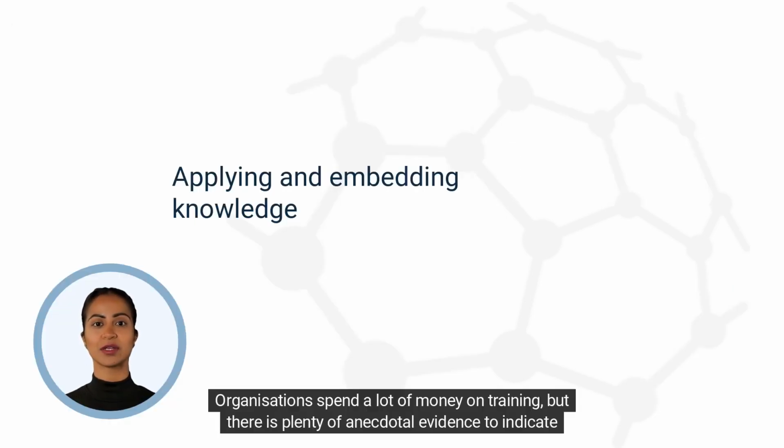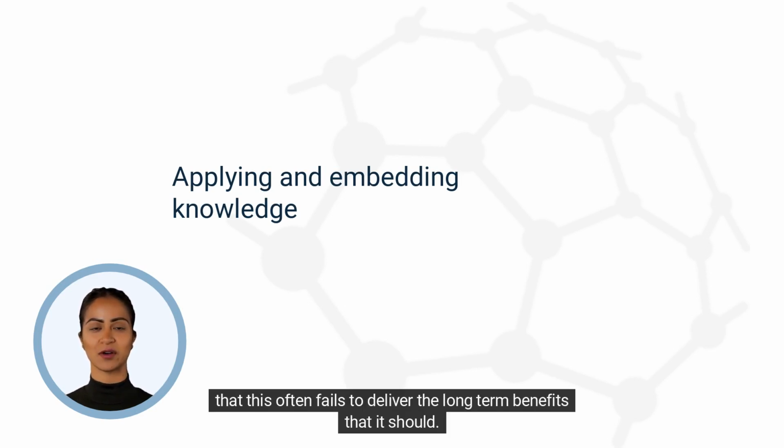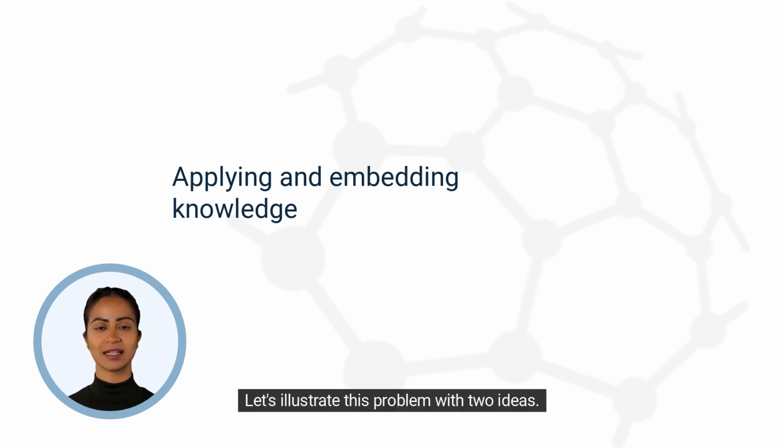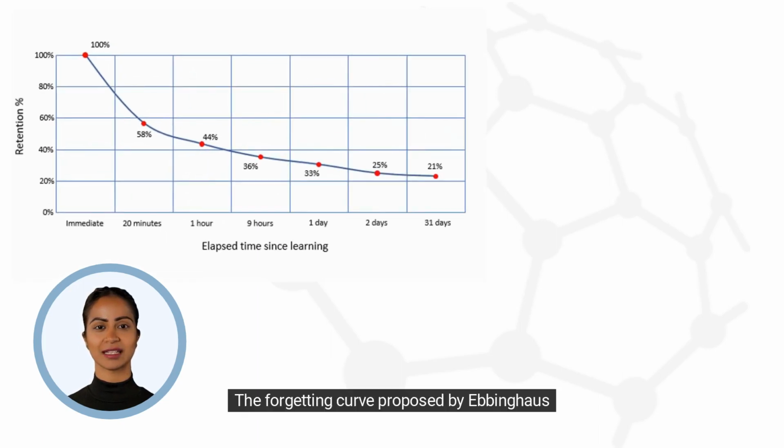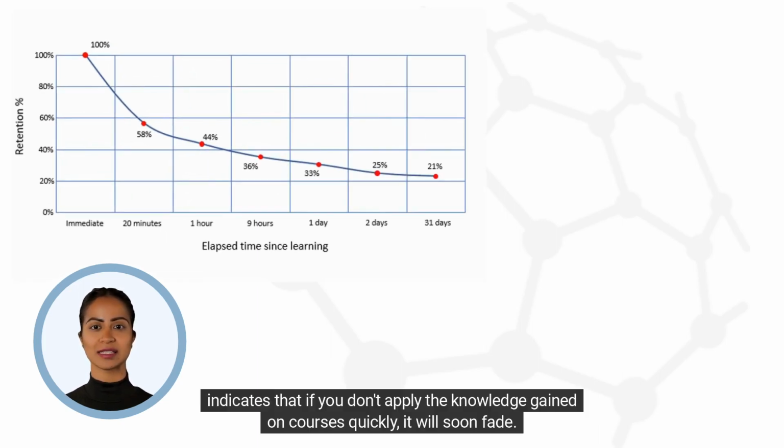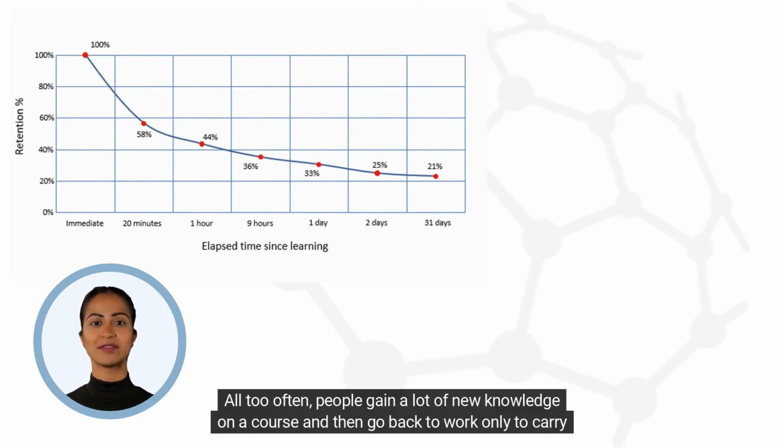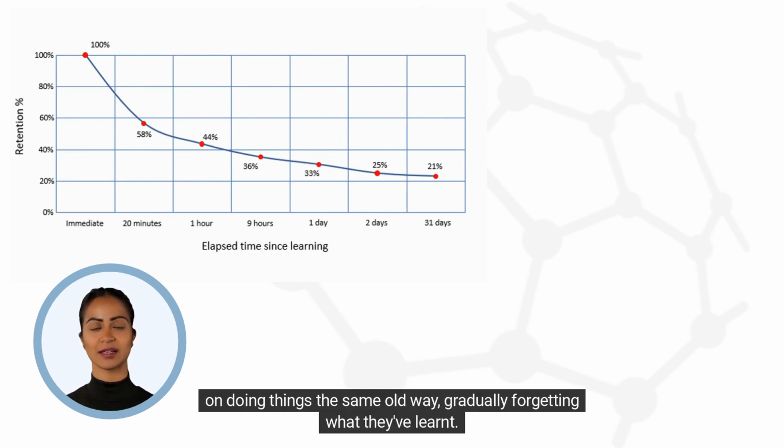Organizations spend a lot of money on training, but there is plenty of anecdotal evidence to indicate that this often fails to deliver the long-term benefits that it should. Let's illustrate this problem with 2 ideas. The forgetting curve proposed by Ebbinghaus indicates that if you don't apply the knowledge gained on courses quickly, it will soon fade. All too often, people gain a lot of new knowledge on a course and then go back to work only to carry on doing things the same old way, gradually forgetting what they've learned.